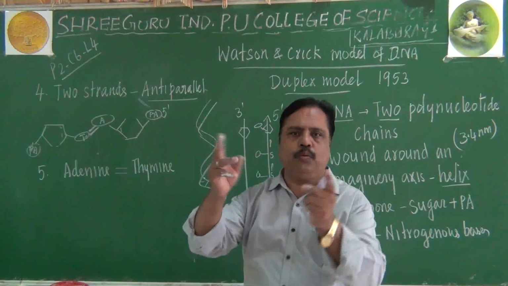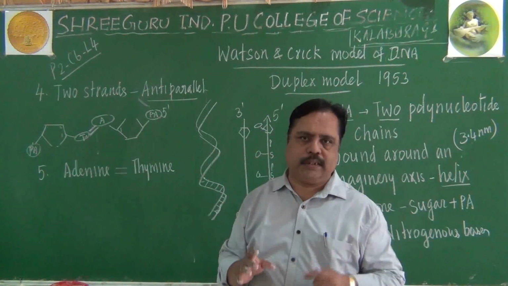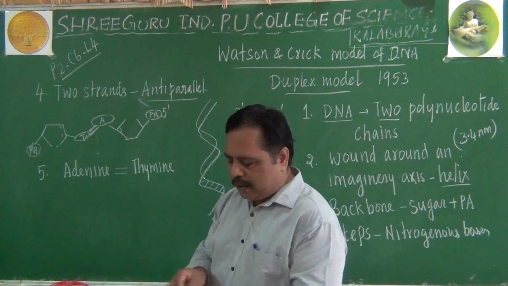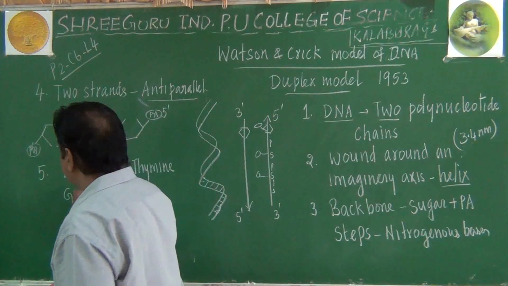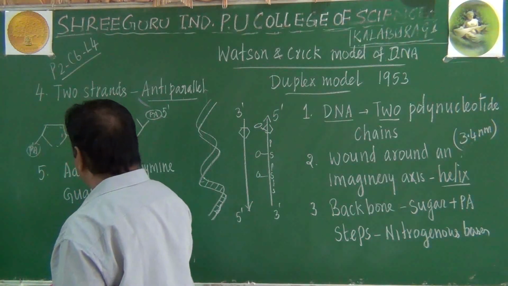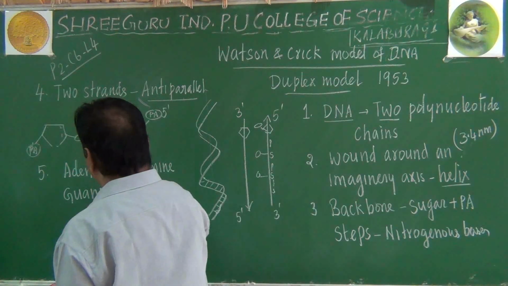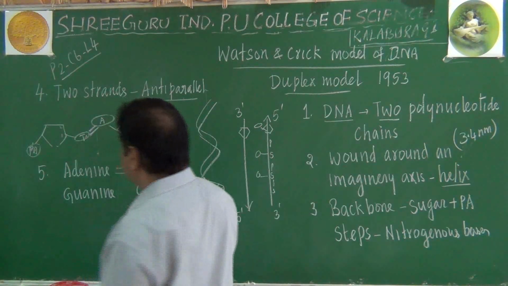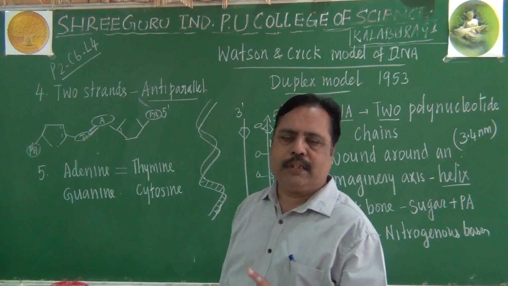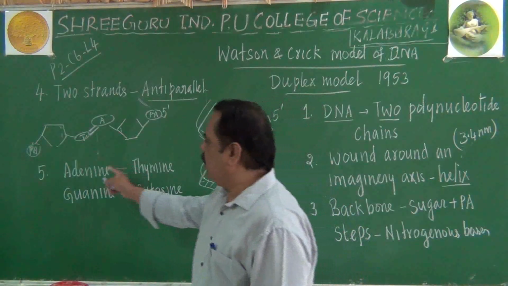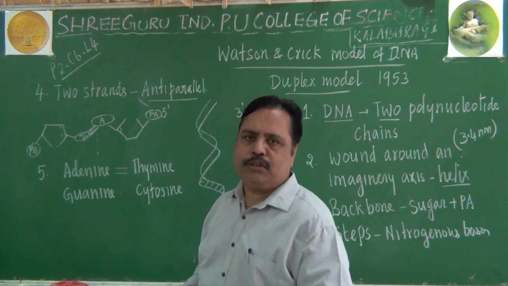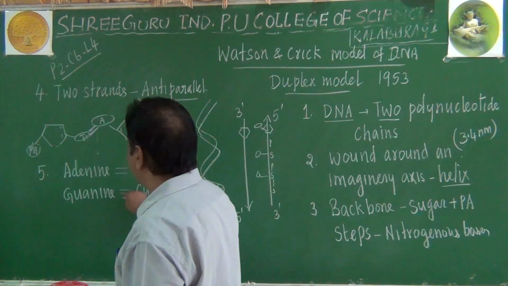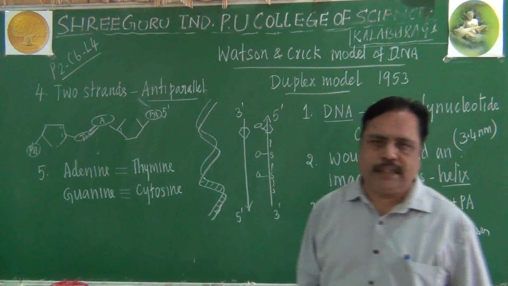Hydrogen bonds are formed between two opposite nitrogen bases. If adenine is there, it will pair with thymine only. Imagine if guanine is there, it will pair with what? Cytosine only. So guanine will pair with cytosine only, and adenine will pair with thymine only. Between adenine and thymine, there will be two hydrogen bonds existing. Between guanine and cytosine, there will be three hydrogen bonds existing there.